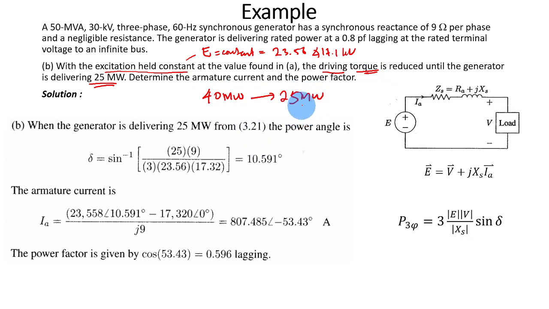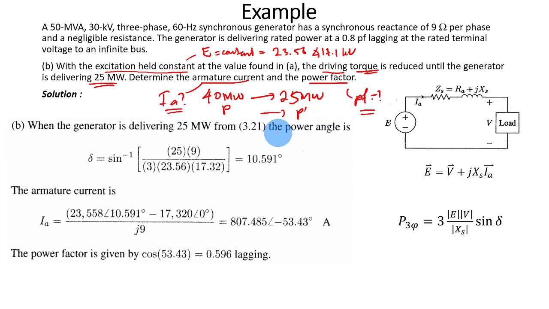We want to find out the armature current IA and the new power factor. If we reduce P from the original 40 megawatt to a new P prime of 25 megawatt, what will be the current and what will be the power factor?